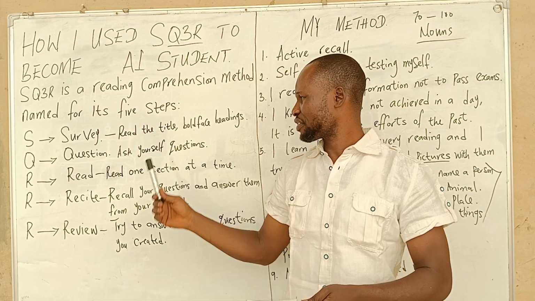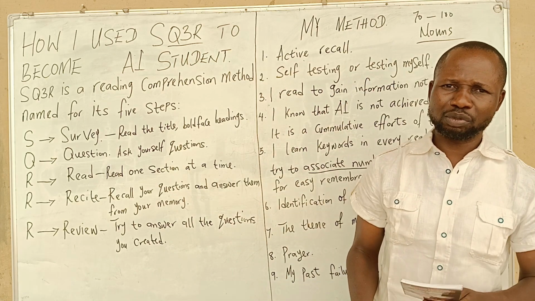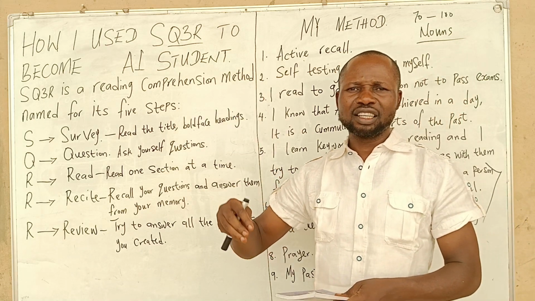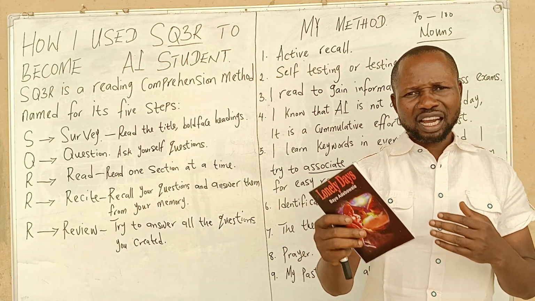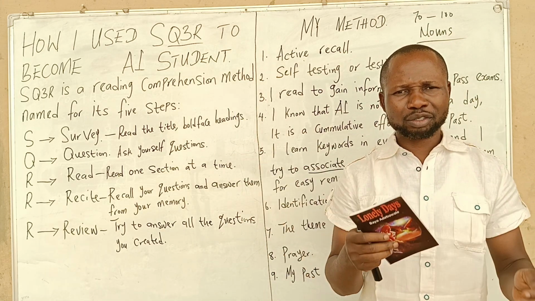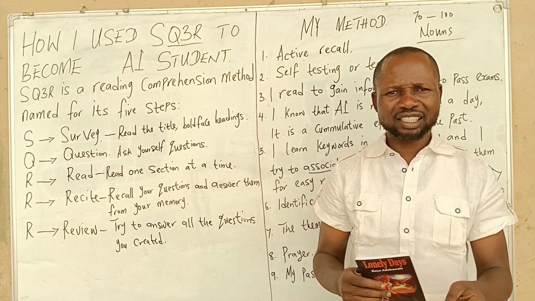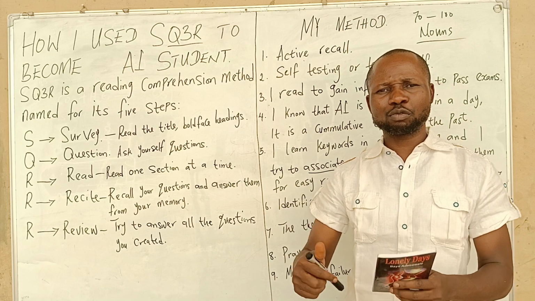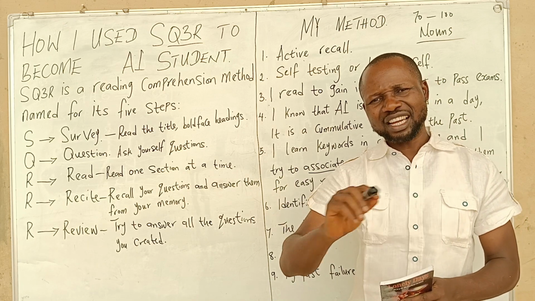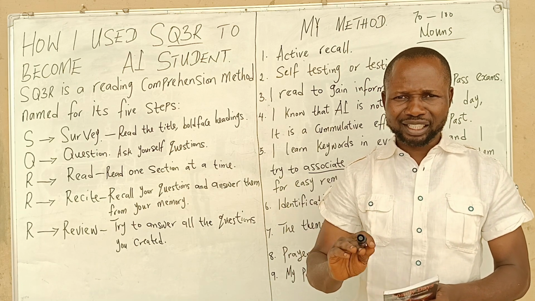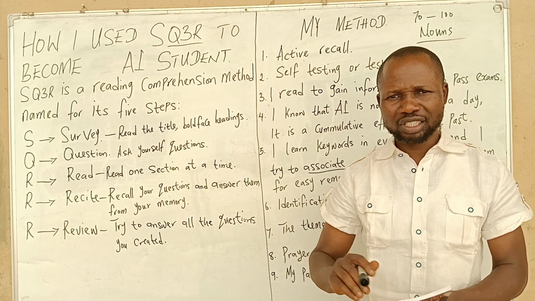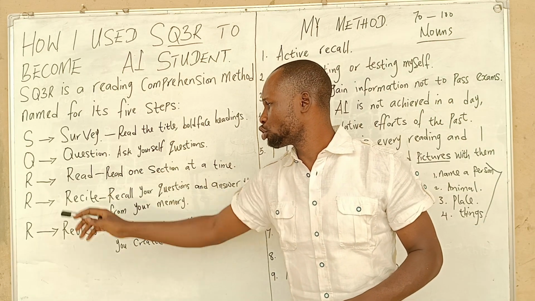Then after that, you get to number two, questions. You ask yourself as many questions as possible. Why is this book called The Lonely Days? If a subject is called Commerce, why is it called Commerce? Why is it called Social Studies? Is it that people are socializing? What is transportation? So you ask yourself as many questions as you can, and write the questions down, but don't answer them yet.